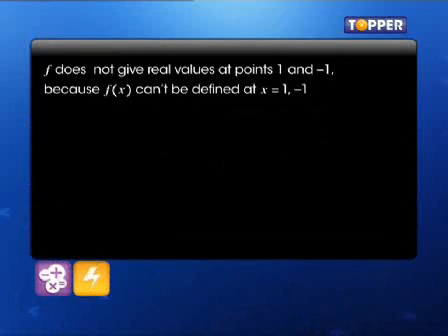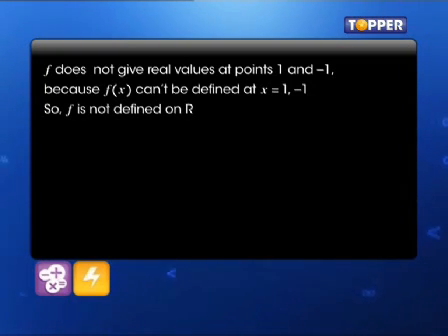So, f cannot be defined on the full set R as it does not yield any real values at the points plus 1 and minus 1. At all other points, 1 by (x squared minus 1) gives us back real values. So the given function f is not defined on the entire real line.